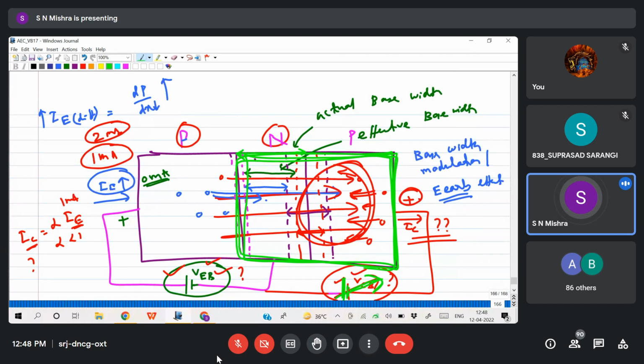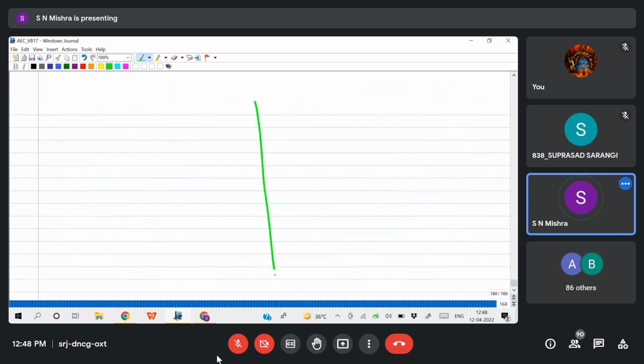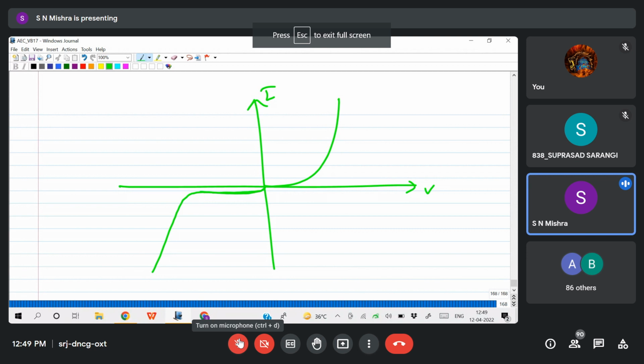In the PN junction diode we have seen, when the diode is operated in reverse condition and we increase the voltage, after a certain voltage, what will happen? Diode characteristic: this is the forward characteristic. Reverse characteristic means this one. If I increase the voltage more and more, then what will happen? What is this point?